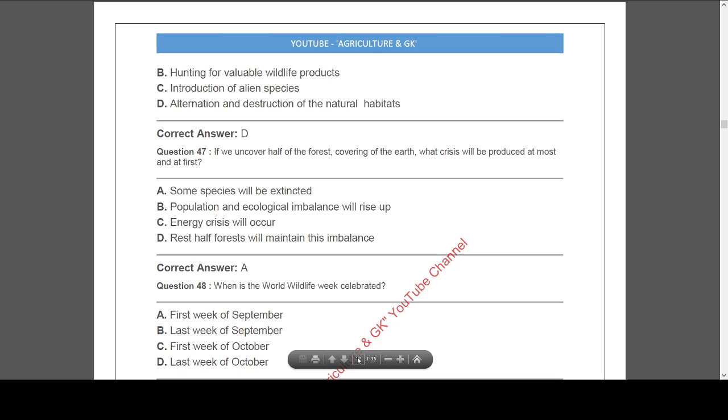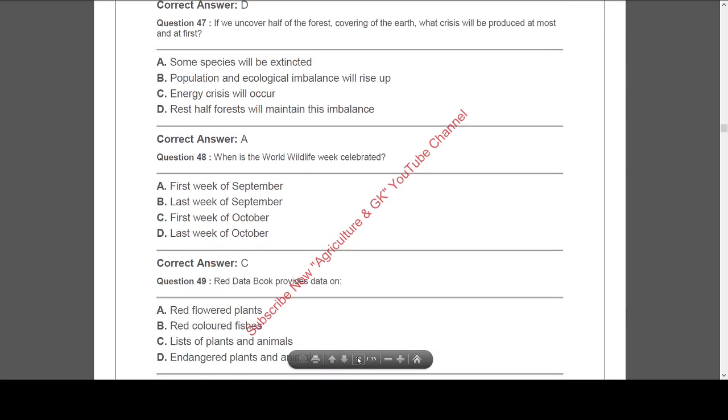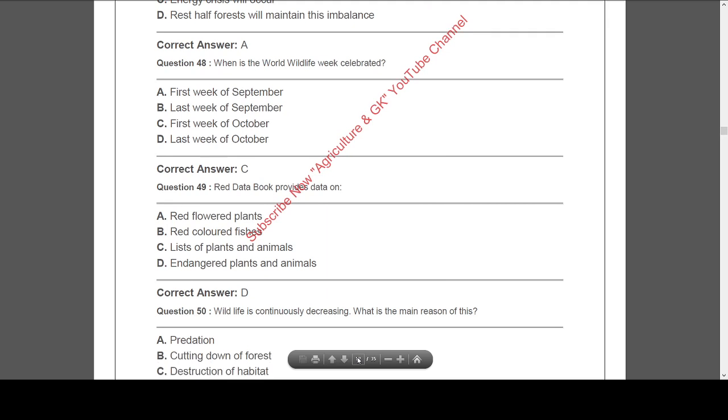If we uncover half of the forest which is covering the earth, what crisis would be produced at most and at the first? Some of the species will definitely get extinct. World Wildlife Week is celebrated in the first week of October. Red Data Book provides data on endangered plants and animals.